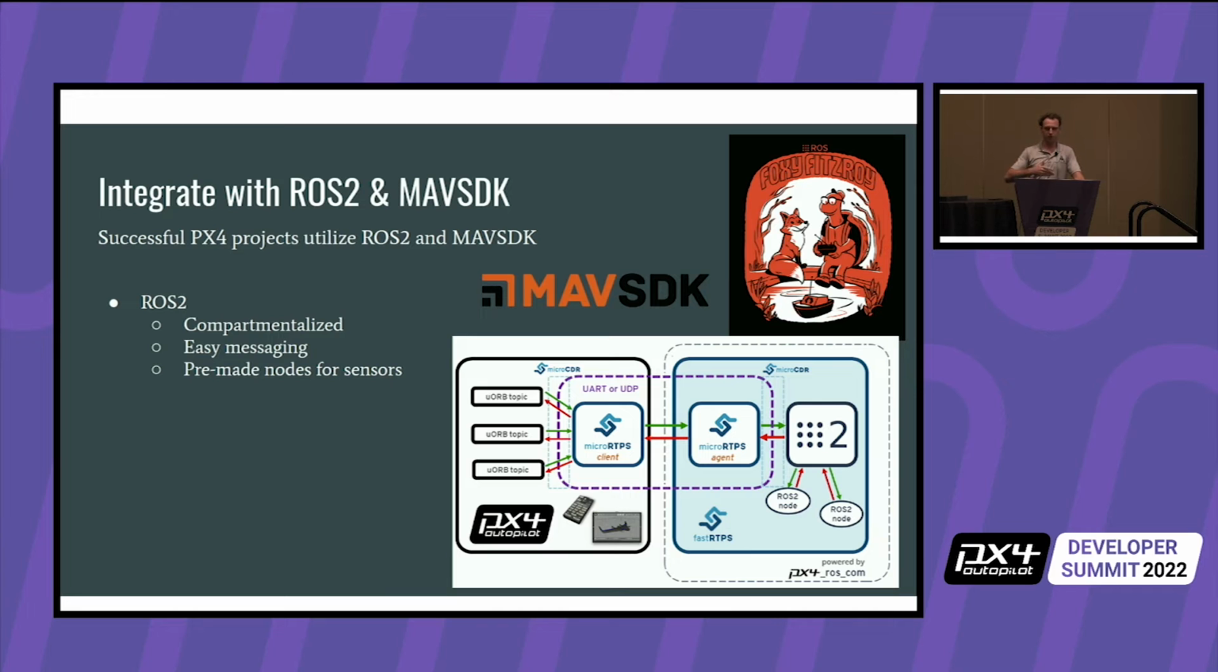Pre-made node for sensors. If you're going to buy a sensor or something to integrate with a robot, a lot of the times these companies will come out with a ROS node that you can just download and you don't have to do anything. You don't have to figure out how to interface over what baud rate, UART or I2C, yada, yada, yada. They already have these pre-made nodes in ROS that you can utilize.